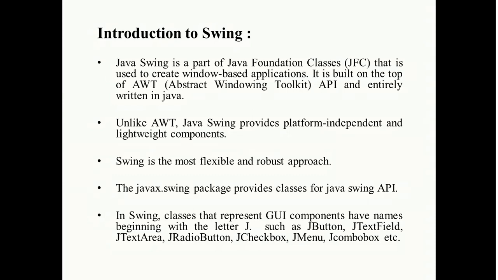In Swing, classes that represent GUI, that is graphical user interface components, have names that begin with the letter J, such as JButton, JTextField, JTextArea, JRadioButton, JCheckBox, JMenu and JComboBox, etc. Means in Swing, the classes that represent the GUI components have names beginning with the letter J.